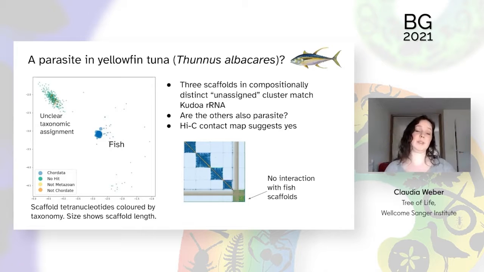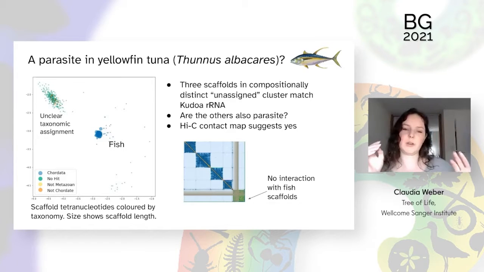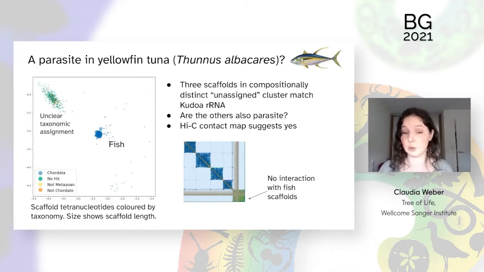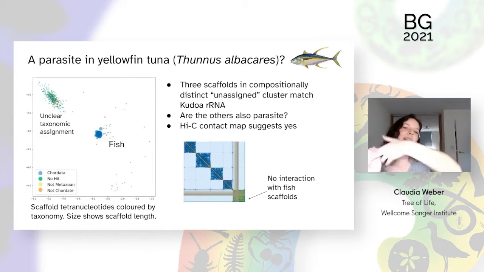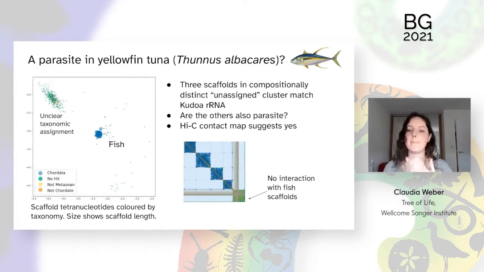But if we look at the composition of this genome, we can see that there are some large fish scaffolds in the center of the plot. And then there's another group of scaffolds that either have no hits or inconsistent spurious hits. So it's slightly unclear where these came from. But when we ran the marker scan, we were able to detect some ribosomal RNAs from a myxozoan parasite. So the question is whether all of this belongs to the parasite or not.